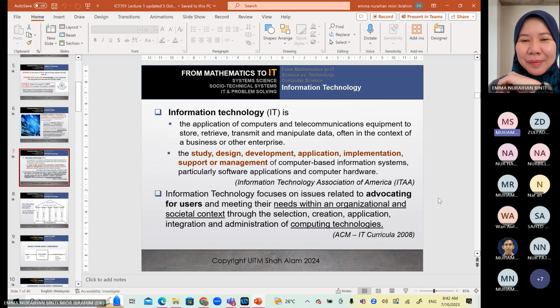Saya rasa beza CS dengan software engineering is like computer science is the study of science lah, macam mana kita nak buat satu teknologi yang baru, the theoretical part lah. Software engineering is more towards the technology part. Macam kita nak buat machine, kita kena engineer the machine first. Good. What about IT?